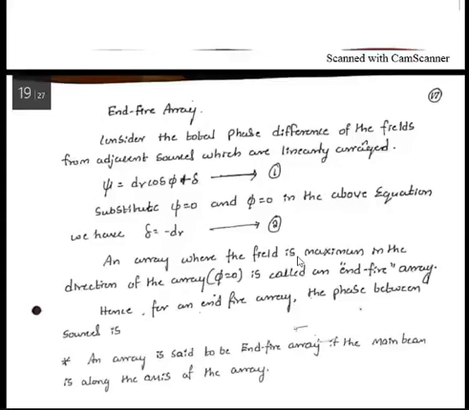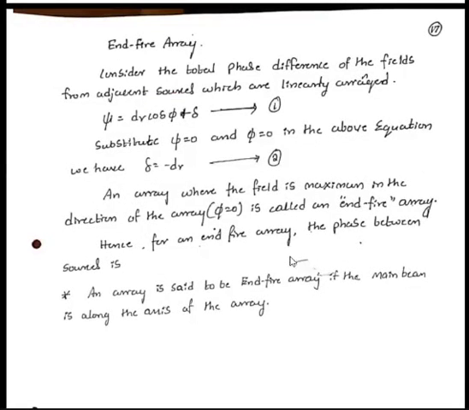Second case, let us understand, is the end fire case. Here the maximum radiation will be along the axis of the array. In the previous case, the maximum radiation was perpendicular to the axis of the array. In this end fire array case, the maximum beam will be along the axis of the array. That's why it is called the end fire array. In this case, delta is equal to minus d r. There delta was equal to 0; here there will be a certain phase difference, equal to minus d r.